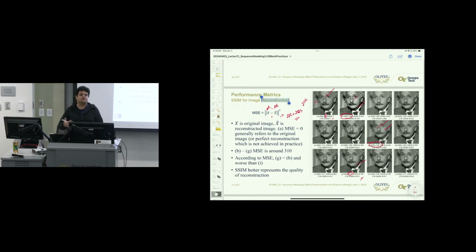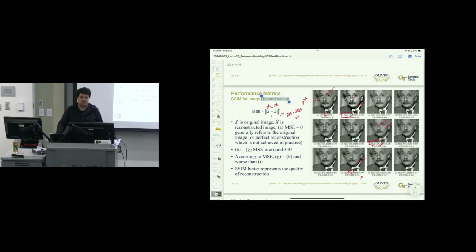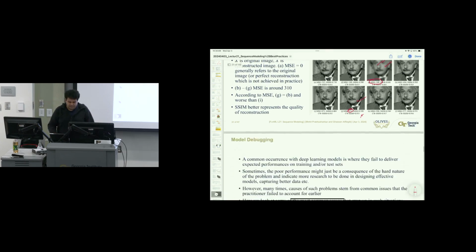So this is where you need to come up with better performance metrics. For images, something like SSIM can exist. But again, we can come up with other situations where SSIM is also going to fail. So it's very important to look at the application and then come up with these metrics.